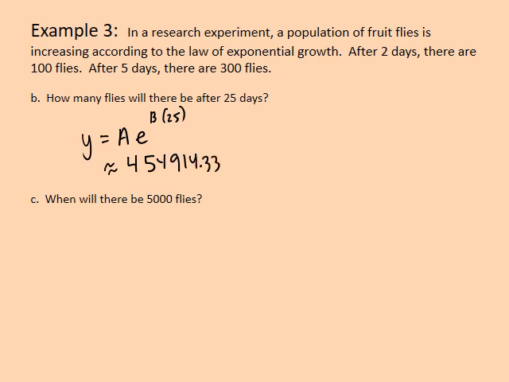454,914.33. Now we're talking about flies, so we can't really have a third of a fly. So we're going to round to the nearest fly. So we're going to say 454,914 flies.